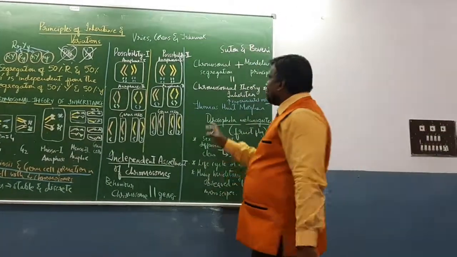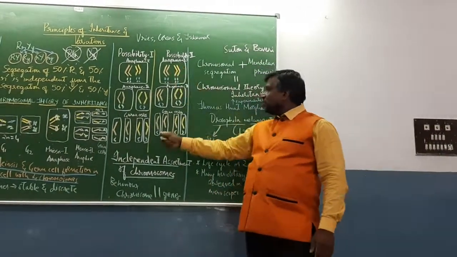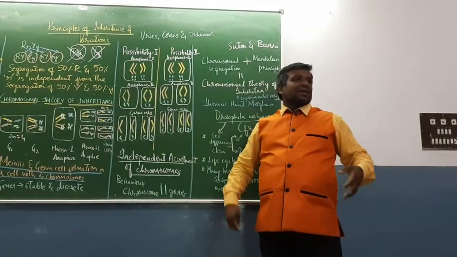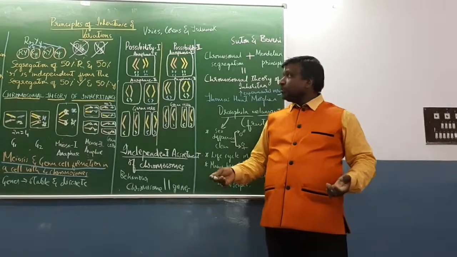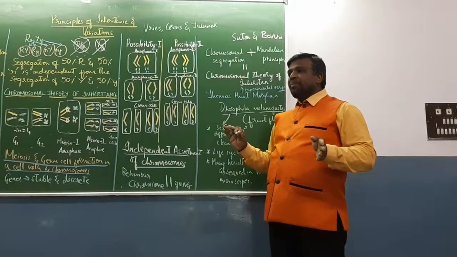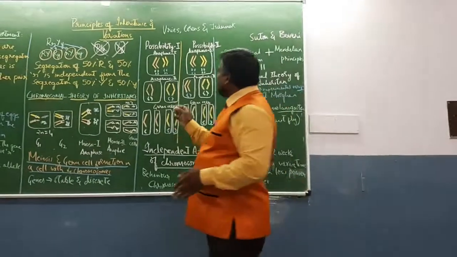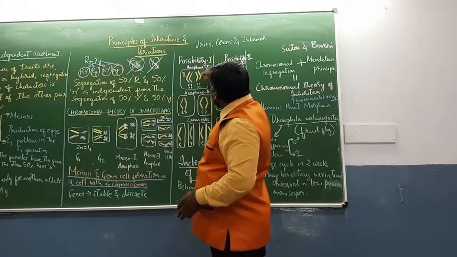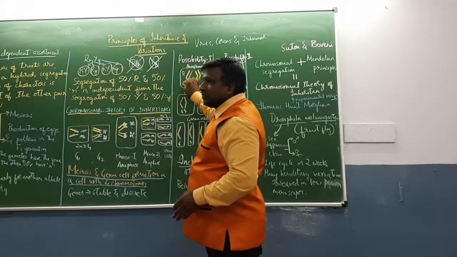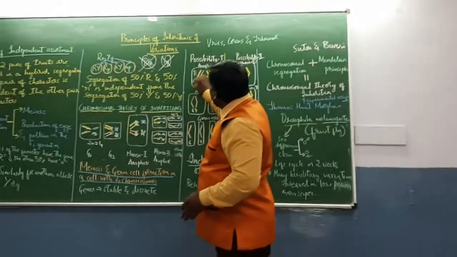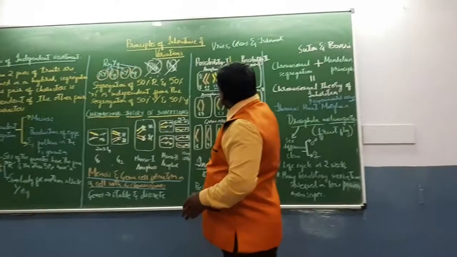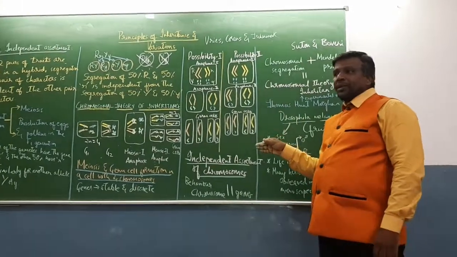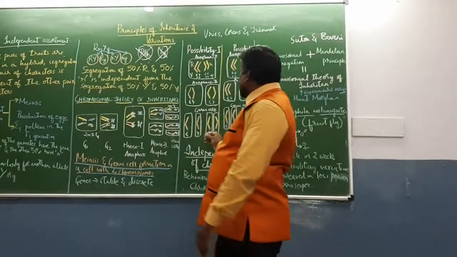So looking into these possibilities at anaphase 1, anaphase 2 and germ cells, you can come to a conclusion that there is a lot of variation that is possible. Or you can take it in simple terms. Just assume that this is, so you are finally getting 4 possibilities.